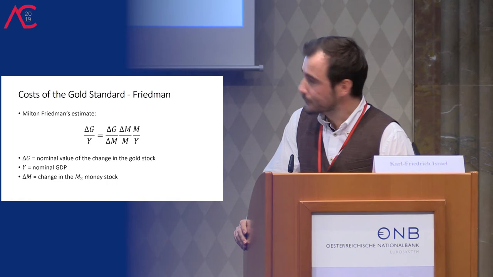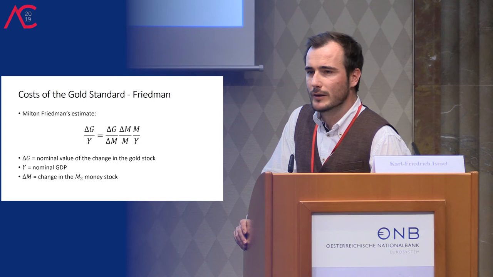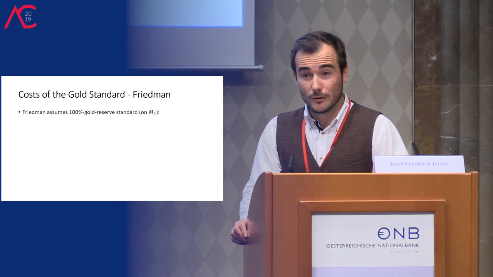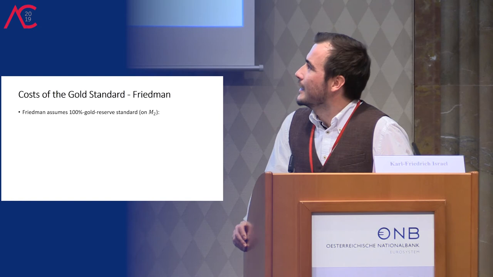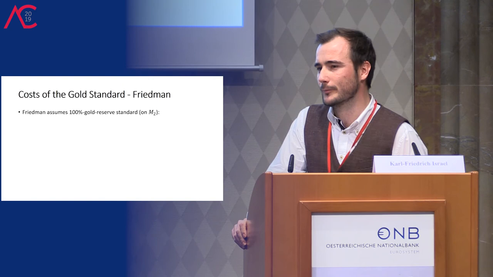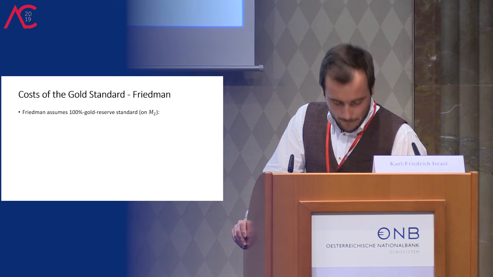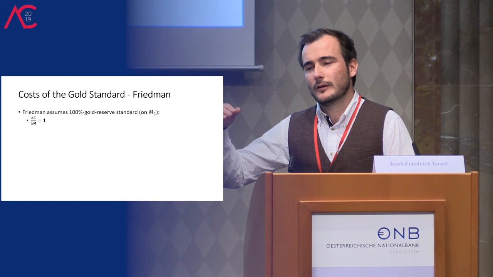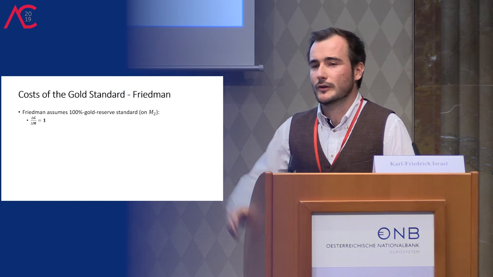Now, Friedman said, okay, we have these factors and we can find empirical estimates of those. First of all, Friedman said we want to have a 100% gold standard. We want to estimate the cost of such a gold standard. And again, he said 100% on M2, which is, of course, somewhat tricky, because even the most outspoken advocates of the gold standard say we would want to have 100% on M1. But okay, so this means that the fraction delta G divided by delta M is 1. Every increase in the money stock, delta M, has an according increase in the gold stock. So this fraction is one.